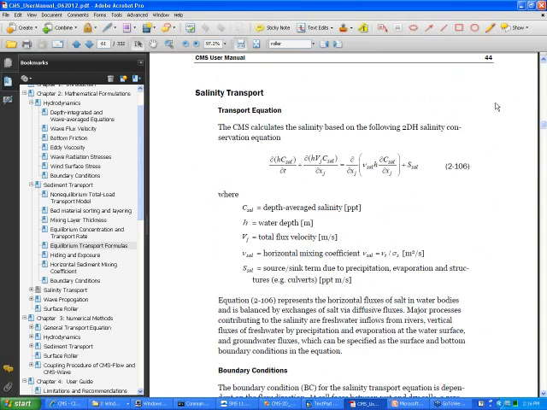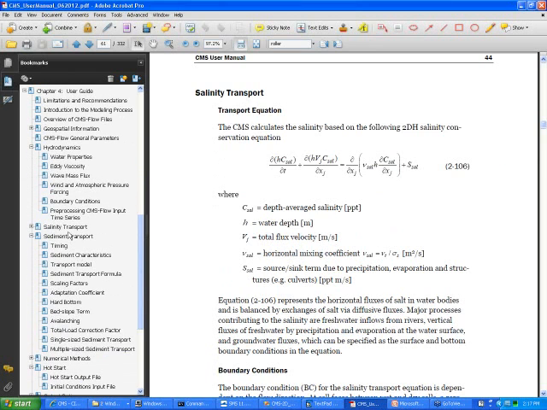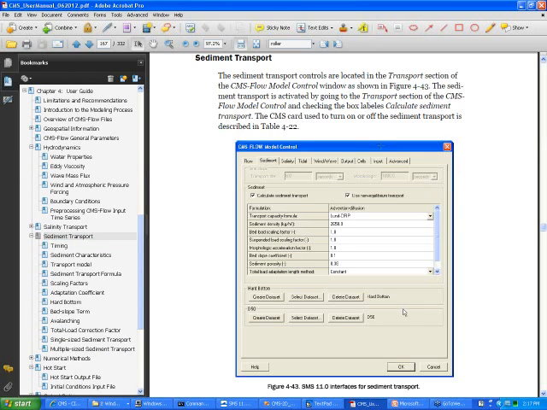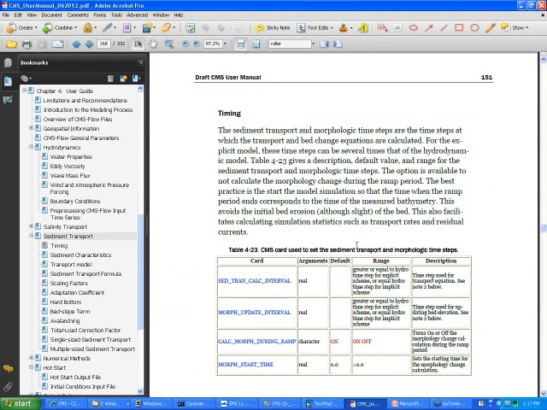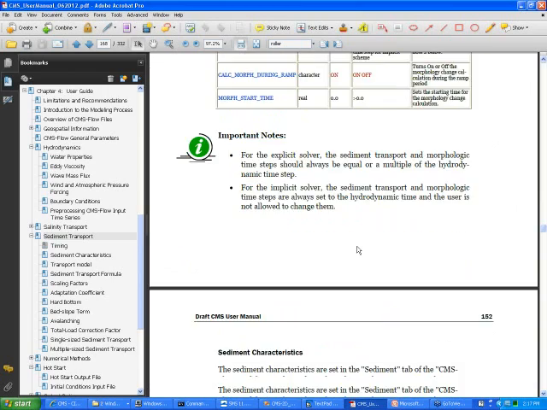And we already covered the salinity transport. What I'd like to go into now is how to set up the multiple size sediment transport, now that you know all the theory behind it. Are there any questions on the theory before I move on? Okay, so if we go to chapter 4, section sediment transport, this is how the interface for CMS 11 looks like. And it describes all the basic cards for that.